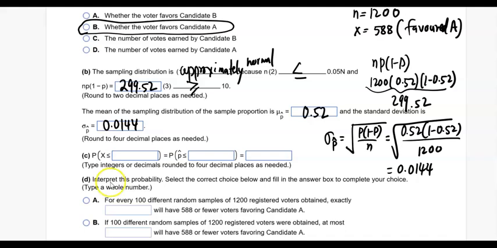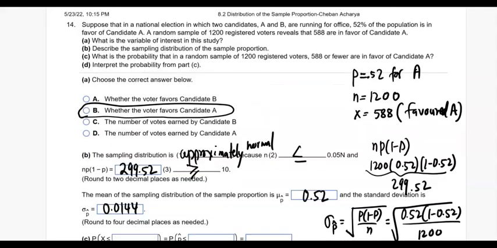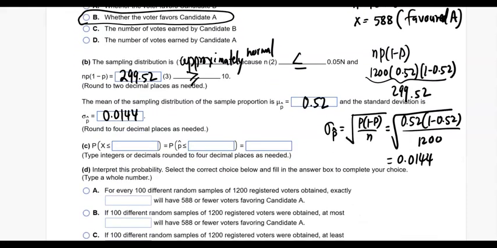All right, part C. What's the probability that in a random sample of 1200 registered voters, 588 or fewer are in favor of A? Here we are looking for a probability of fewer than 588 voters who favor the candidate. So X is less than or equal to 588, where X is the number of individuals having the characteristic.